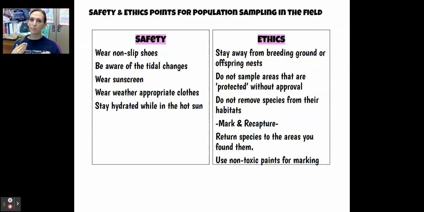So safety for sampling. Wear non-slip shoes. Be aware of tidal changes. Wear sunscreen or sun-protected clothing. Wear weather-appropriate clothes. Stay hydrated while in the hot sun. Look for massive weather changes.